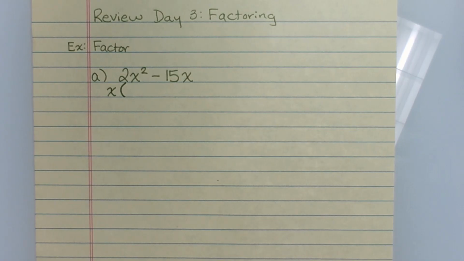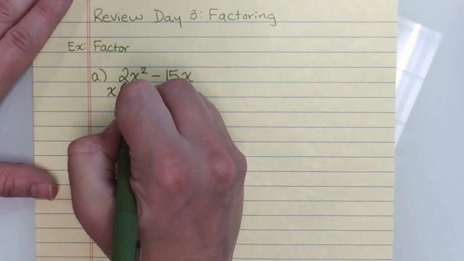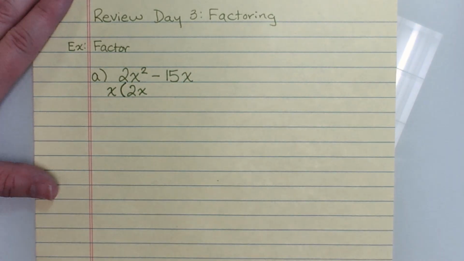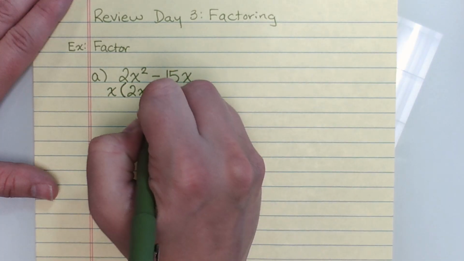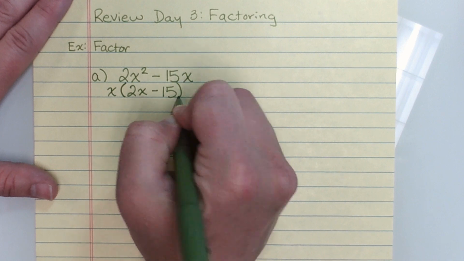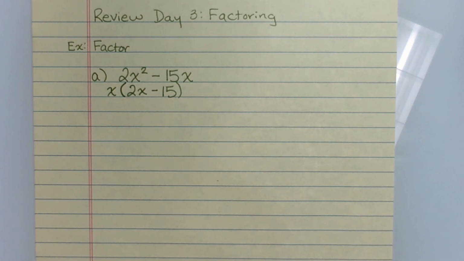Now, factoring it out is like dividing it out. So if I divide x out of 2x squared, what am I left with? 2x. What about if I divide it out of negative 15x? Yeah, negative 15. Can I factor any further?